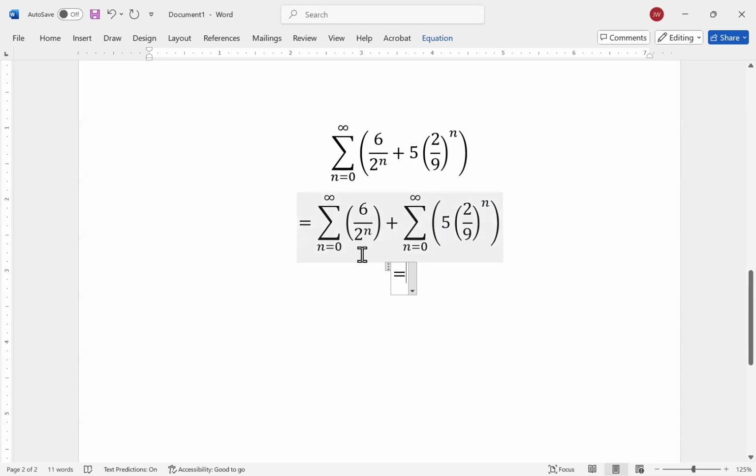Now on this first one, we have 6 over 2 to the n. That's very similar to something that I saw earlier. In an earlier example, I did an infinite sum of 1 over 2 to the n, but 6 is just a constant. So using that constant multiple rule, I can just say this first summation is going to be exactly the same as 6 times the infinite series of 1 over 2 to the n.